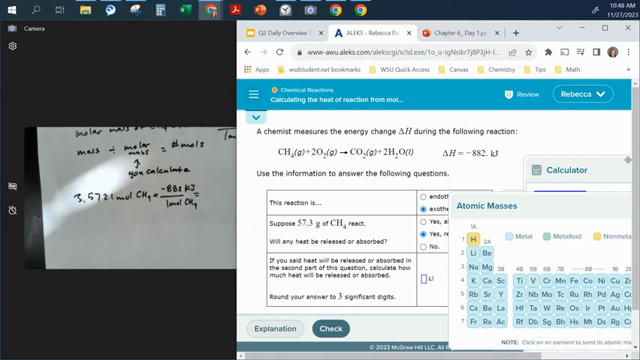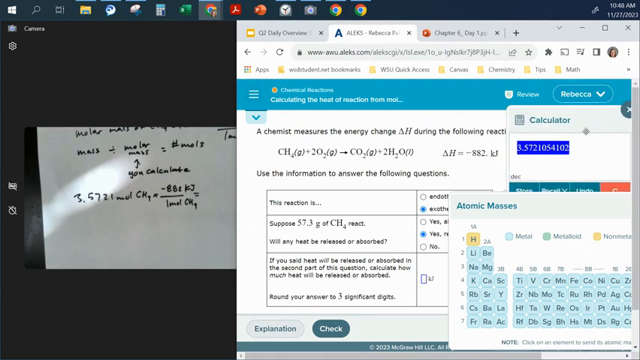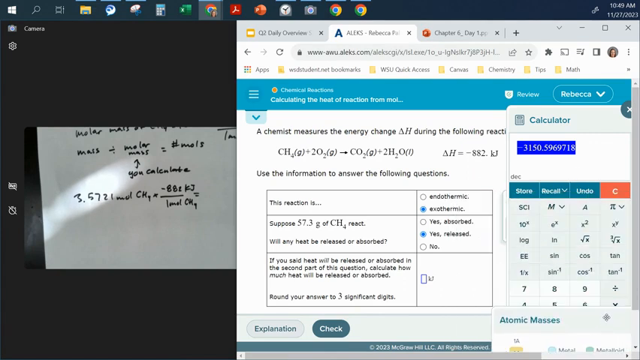Okay, so I'm going to multiply that. If I have 3.5721 moles, how much energy comes out of there? Then I multiply it by 882 kilojoules per mole. Okay, and then I have this number. How many sig figs can I have? 3. So this has 3, this has 3. My number can only have 3. So this has a lot. Let me put it in scientific notation. I'm going to keep the first 3. I'll just copy paste.